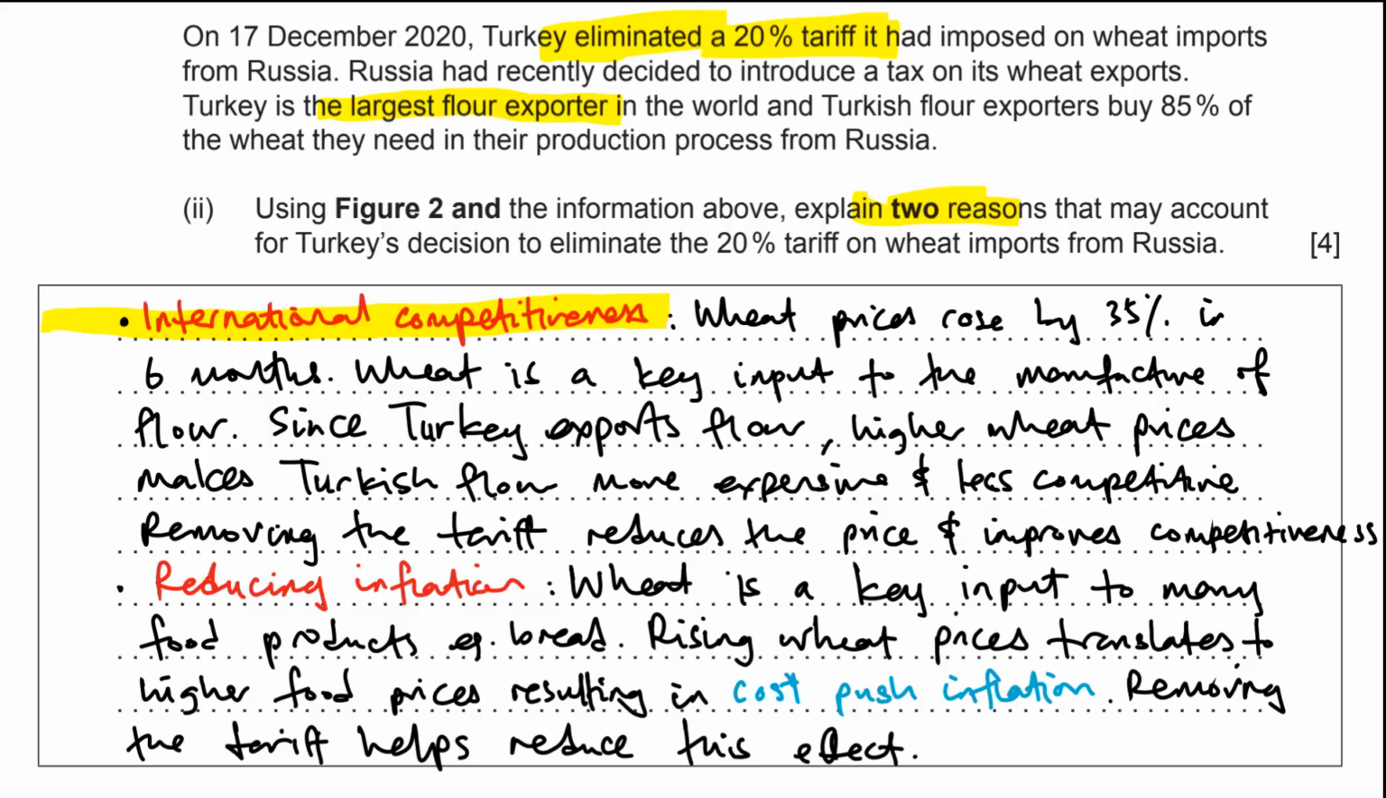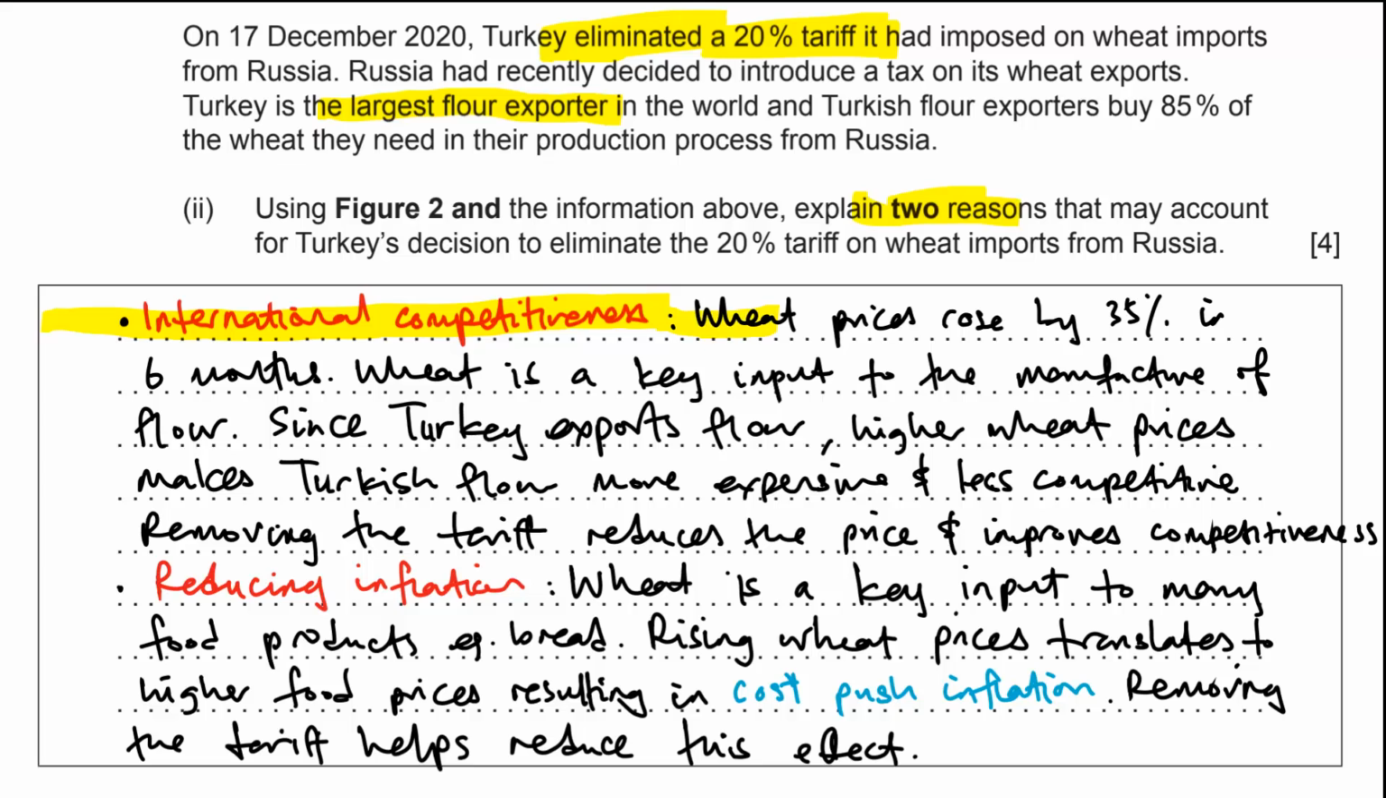So if you're exporting flour, and if you have a tax on the raw material, then that's going to make that ultimate thing that you sell, let's say the flour, more expensive, right? Because the Turkish flour manufacturers have to take into account that 20% tariff, and they have to pass that cost on to the final consumer. If you take away that tariff, then you're going to remove that cost, and they can then pass on the cost savings. So that's going to improve international competitiveness.